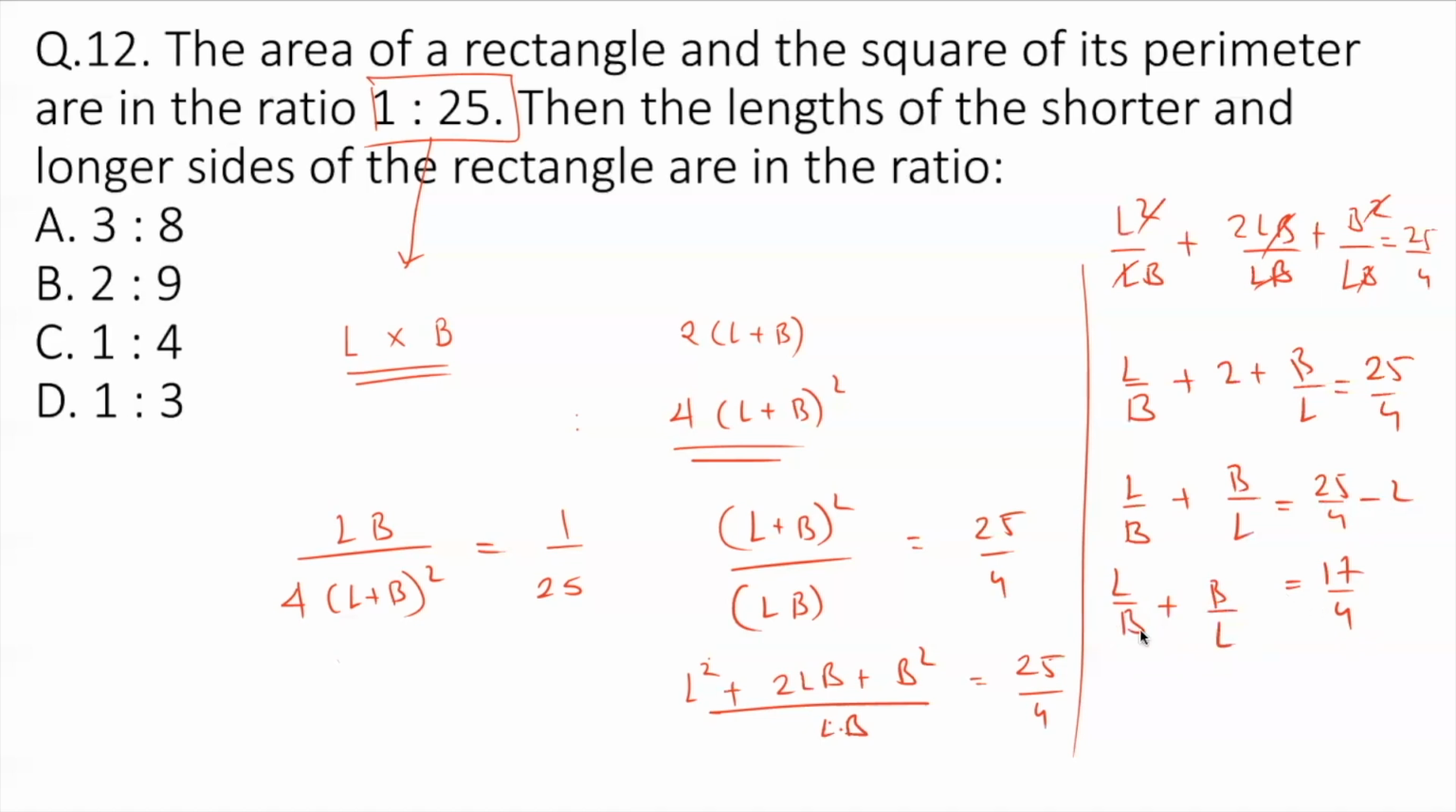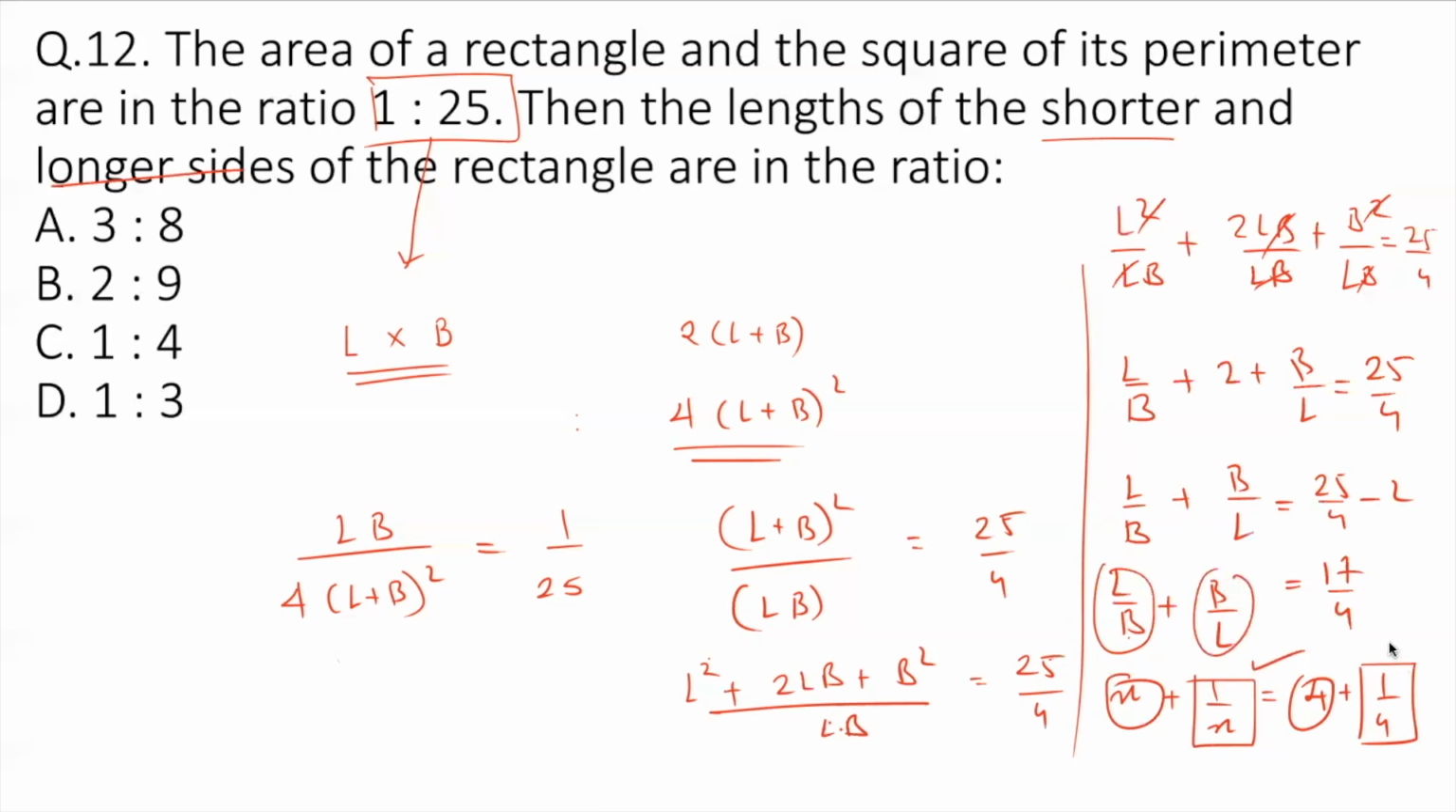Now we can simply represent the right hand side in the same way as the left hand side. The left hand side is L by B plus B by L. So if I call L by B as X, then B by L will be 1 upon X. In the same way I can split 17 upon 4 as 4 plus 1 upon 4, so that it gives you 4 fours are 16, plus 1, 17. So basically L by B will be equal to 4, or 1 upon L by B, that is B by L, is 1 by 4. As the question demands, the ratio of the shorter side to the longer side is basically B by L. So our answer is 1 by X, that is 1 by 4.